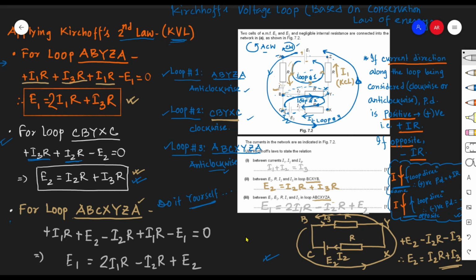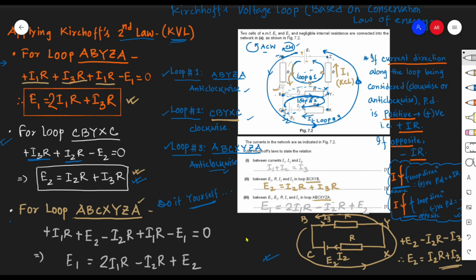Look at this second question. They gave the loop as BCXYB, and we chose the loop as CBYXC. We chose it as clockwise, they gave it to us as anti-clockwise. It doesn't matter. If we follow that thumb rule, we are going to get the same expression. Check it out. I drew it right here at the bottom of the screen.